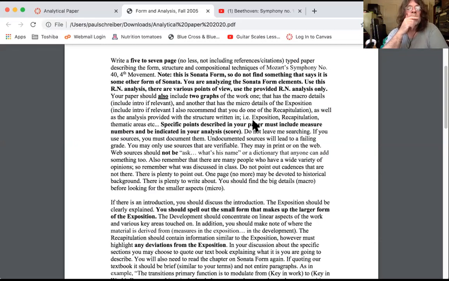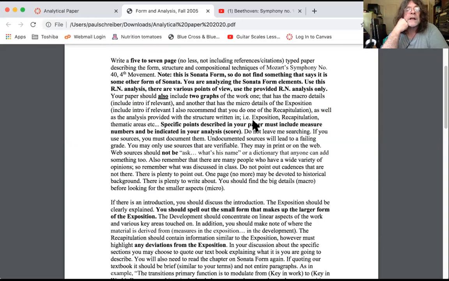So you may use sources. You must document them. Undocumented sources will lead to a failing grade. So don't use stuff and not tell me you used it. All right. There's no problem using sources. You just need to let people know and show them where you used it.